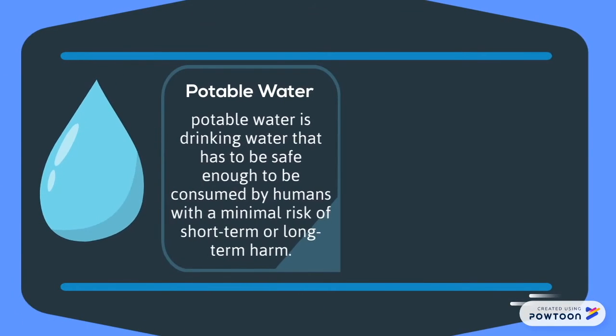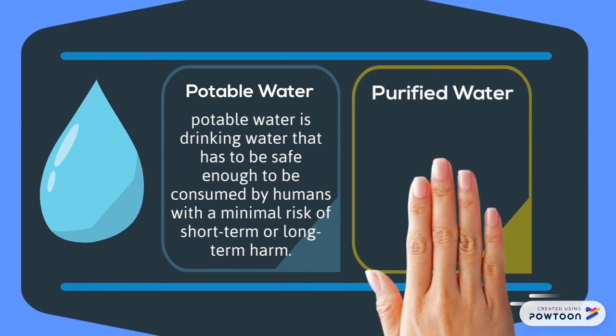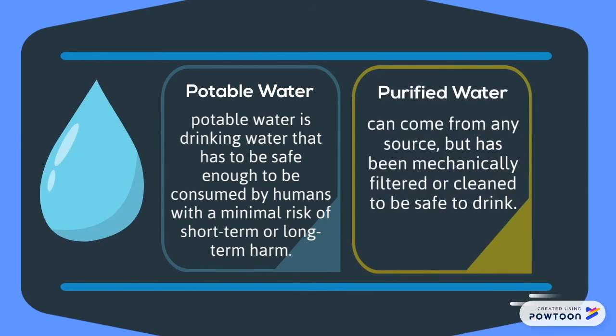Potable water. Potable water is drinking water that has to be safe enough to be consumed by humans, with minimal risk of short-term or long-term harm. Purified water. It can come from any source but has been mechanically filtered or cleaned to be safe to drink.